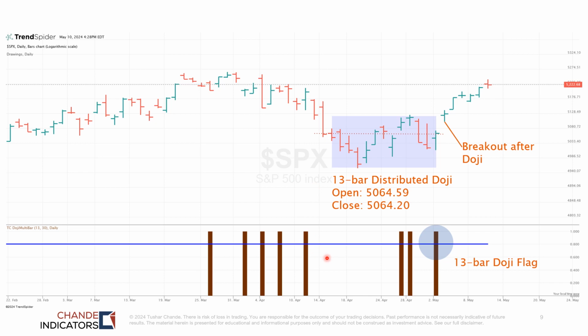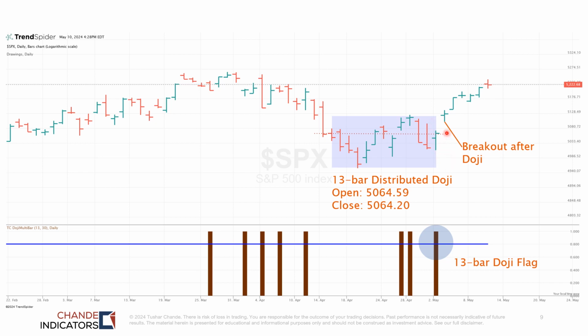The upper panel has daily data for the S&P 500. The lower indicator is the 13-day doji indicator. This bar confirms we have a 13-day doji. The opening was at 5064.59 here, and the close there was 5064.2. So as good a doji as you're ever going to find.